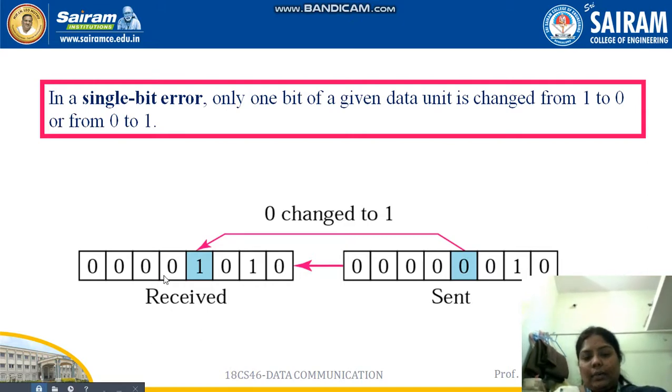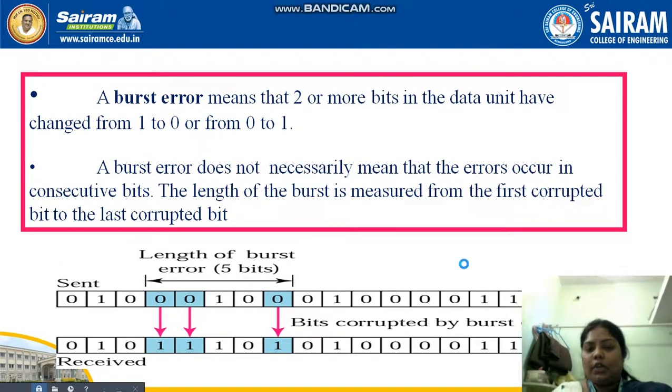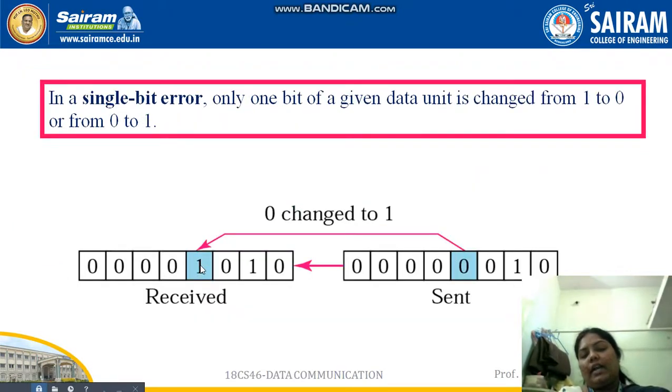Can you look at the diagram here? This is our single bit error. I have taken a number format on the sender side and another number format on the receiver side. Here the sender's 0 bit changes to a 1 at the receiver side. This is what I call a single bit error. Otherwise, this 0 may change to 1 at the receiver side.